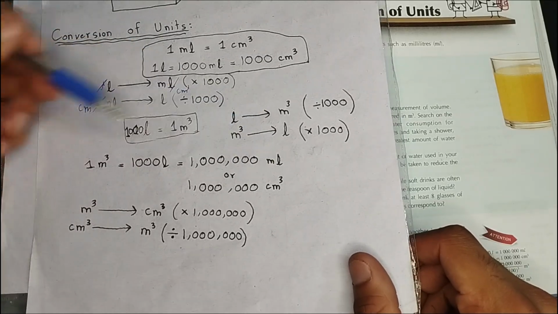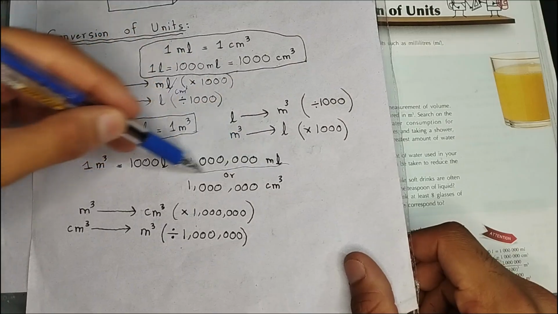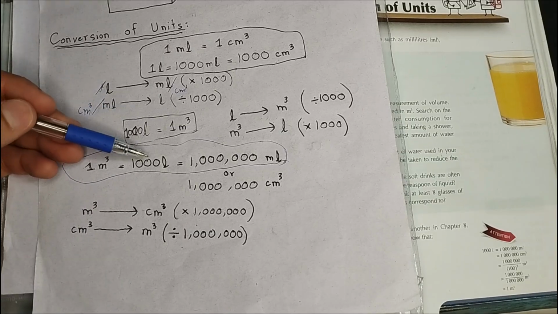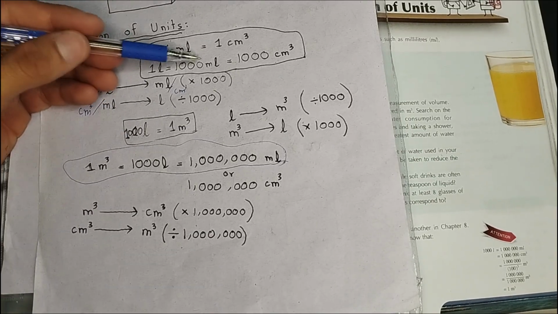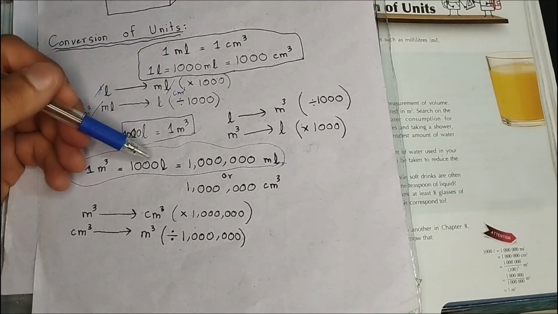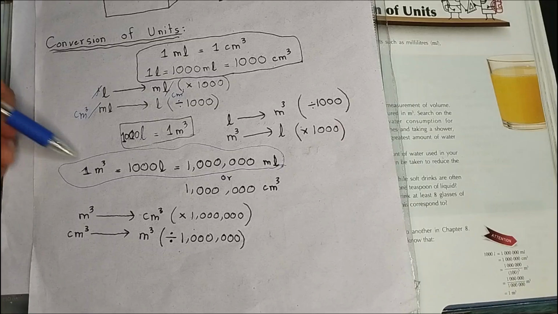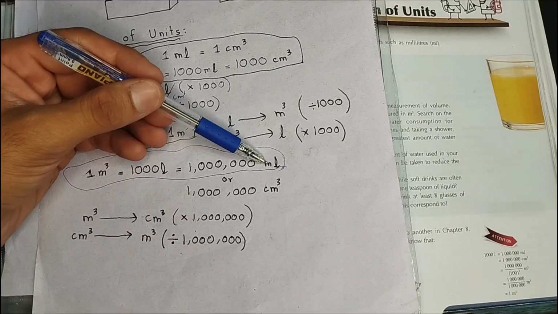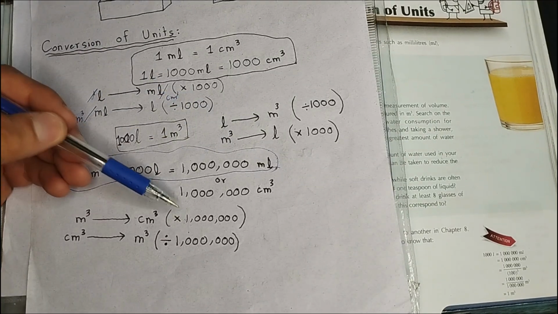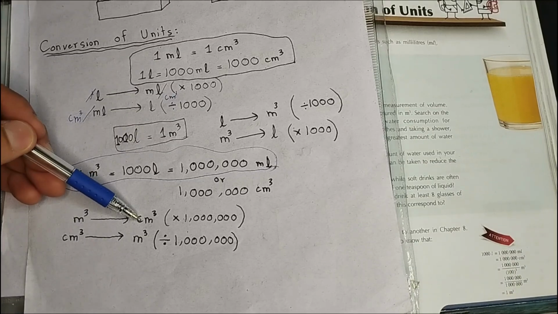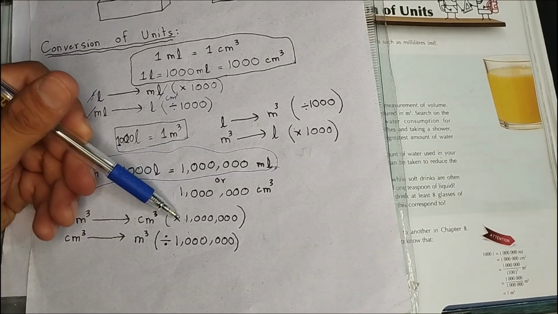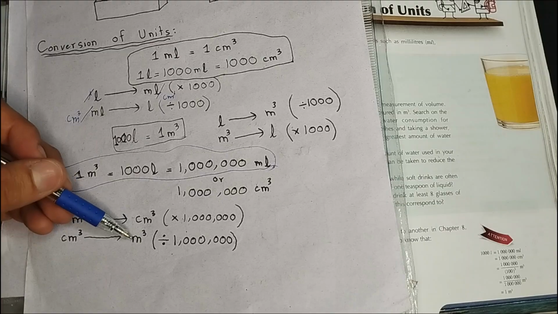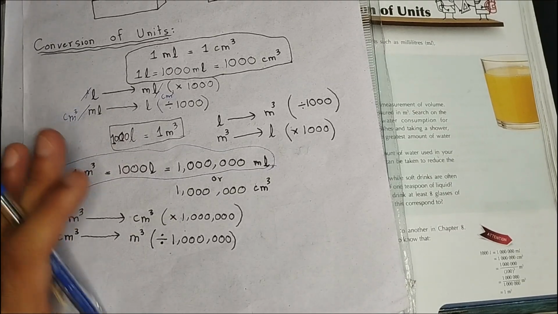Other than that, we have cubic meter into 1 million milliliter. Basically, this is really important for you to understand. If 1 cubic meter is equal to 1000 liters, and we already know 1 liter is equal to 1000 milliliters, right? So 1000 liters is going to be 1 million milliliters. So if you want to convert cubic meter into cubic centimeter or milliliter, you will have to multiply by a million. Or if you have cubic centimeter and you want to convert it into cubic meter, you will have to divide it by a million.